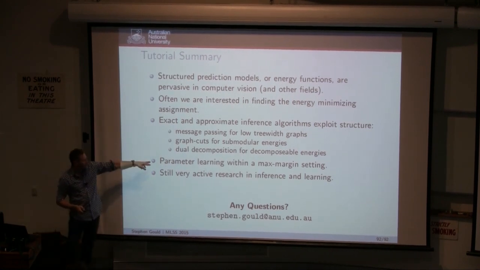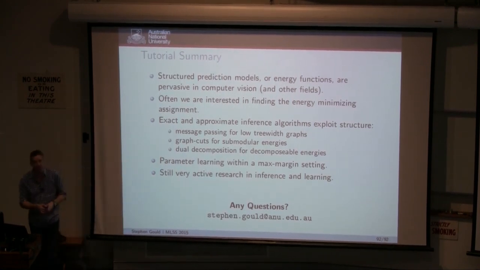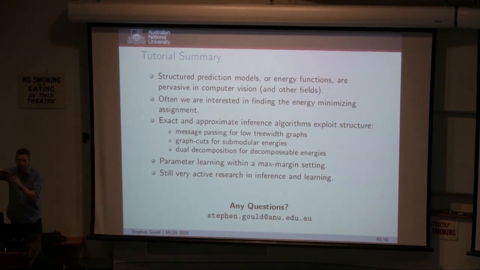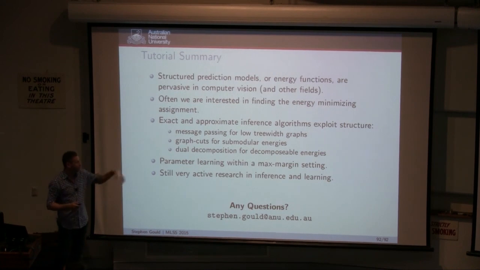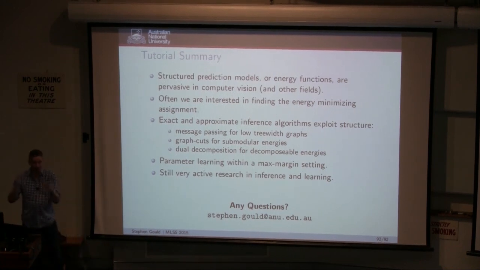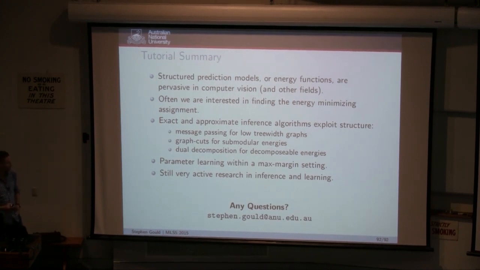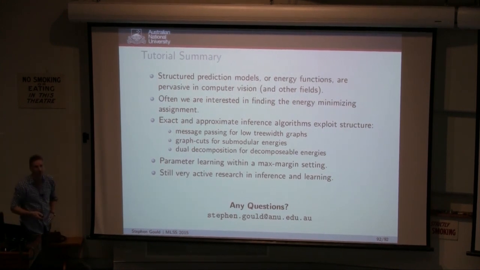I didn't talk about parameter learning, but if you're interested in it, if you generalize support vector machines, you can come up with a very similar algorithm for learning the parameters of energy functions from data. It's called a max margin algorithm. And finally, there's still a lot of research to do in both these areas, inference and learning. So if you're starting your PhD and you're looking for topics in this area, there are tons.